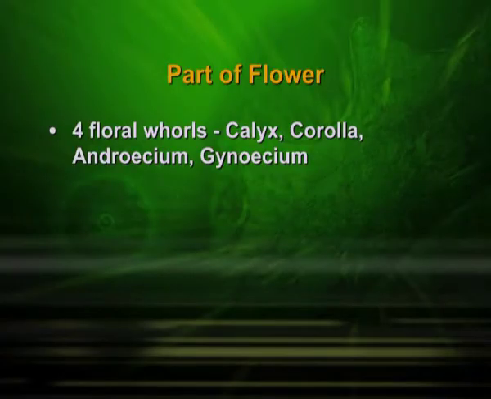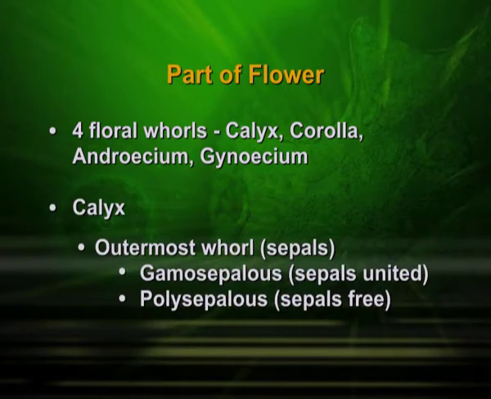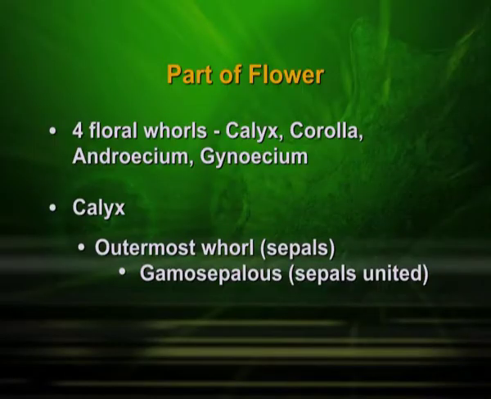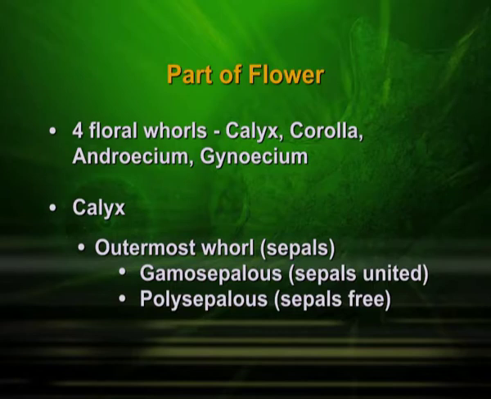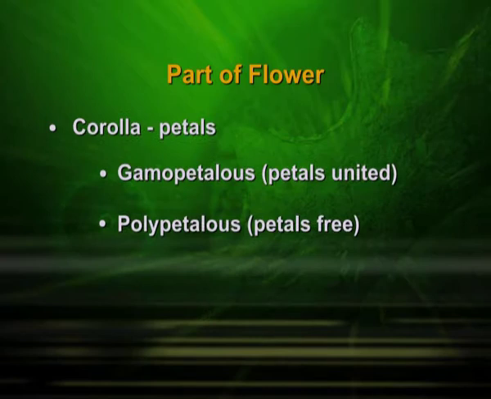The parts of a flower. 4 floral whorls are found: calyx, corolla, androecium and gynoecium. The outermost whorl is the calyx, the innermost whorl, that is the corolla. Now, basing on this, they can be gamosepalous or polysepalous. When the sepals are united and joined here, they are called gamosepalous. They are polysepalous when the sepals are free. In case of corolla also, we find gamopetalous and polypetalous. Gamopetalous wherein the petals are united and polypetalous when the petals are free.